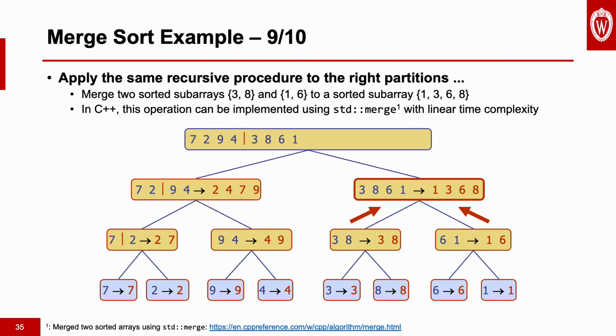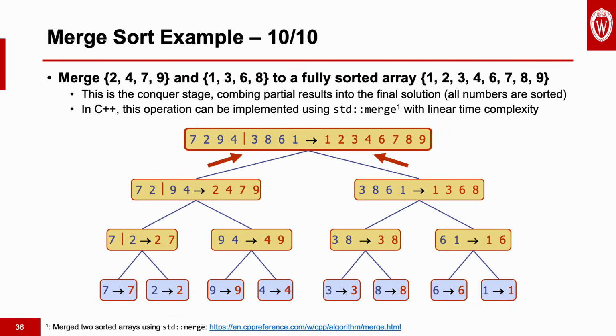We apply the same recursive procedure to the right partition from the top. We merge 2 sorted subarrays 3, 8 and 1, 6 into a sorted subarray 1, 3, 6, 8 using std::merge. Returning to the root, we merge the 2 sorted subarrays 2, 4, 7, 9 and 1, 3, 6, 8 into a fully sorted array 1, 2, 3, 4, 6, 7, 8, 9. This completes the merge sort algorithm.